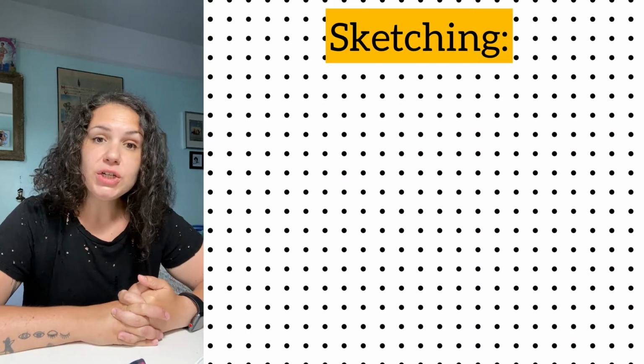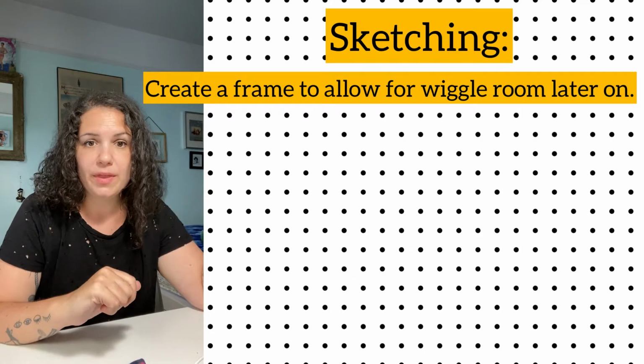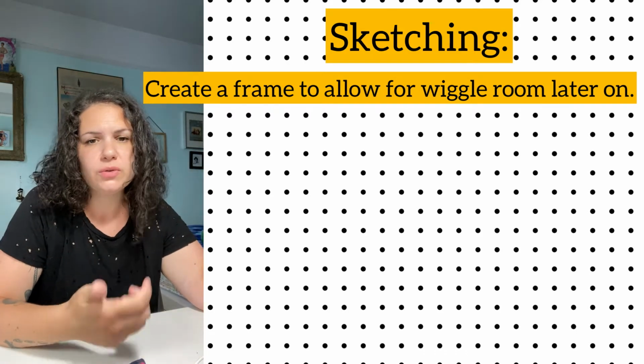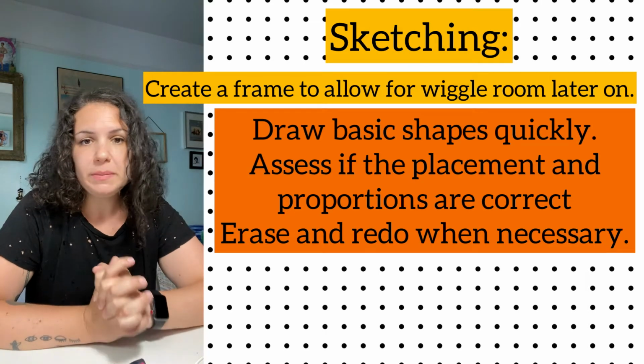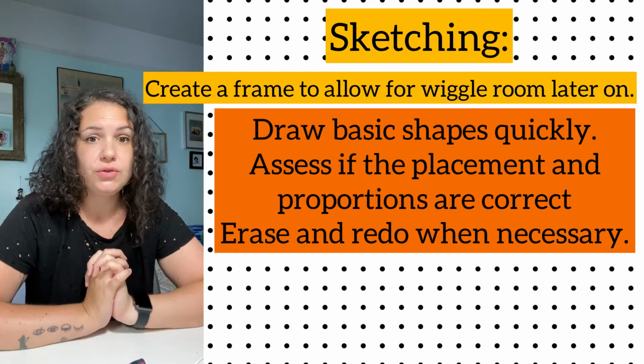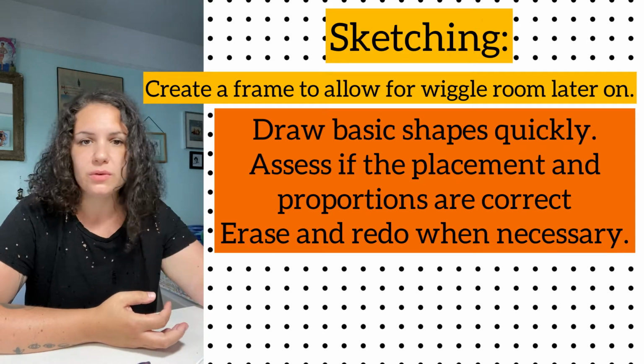And then for sketching, you want to start by creating a frame. So you want some space on either end of your paper. That way, if you need the space later, you have it. Also, it just makes it look more professional. Then you're going to start with your basic shapes. Basic shapes take 3 seconds to draw and 3 seconds to erase, and we're not emotionally attached to those basic shapes, right? There's circles and rectangles and triangles.